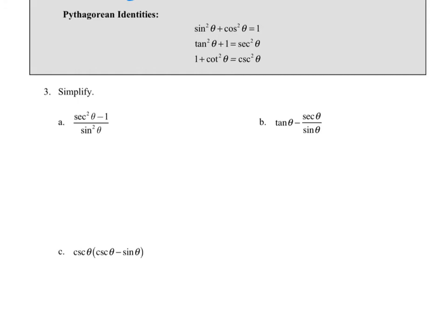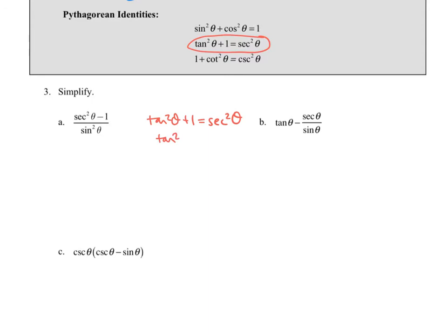In the first one, we can see that we have secant squared theta minus 1. One of our properties up here is similar to that. I see a secant squared theta, I see a 1. If I take tangent squared theta plus 1 equals secant squared theta and manipulate it a little bit, I'm going to move that 1 over to the other side by subtracting it.